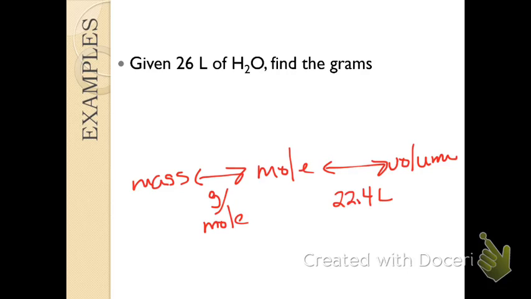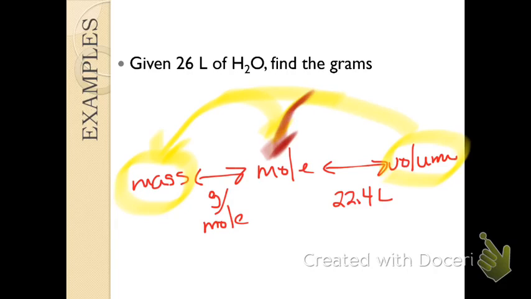22.4 liters. This says that I start out with a volume, and I want to go from volume to a mass. Well, I can't just hop from volume to mass. I have to go to moles first to get there. I think I'll put this in a different color so you can see it a little bit clearer. I have to go to moles first in order to get from one to the other. So, to go from volume to moles, I'm not going from moles to volume, so I'm not multiplying.